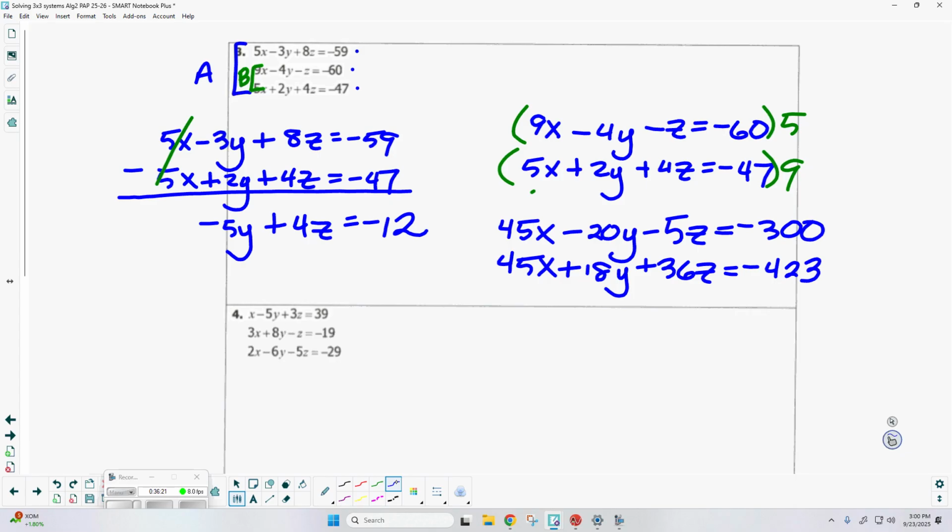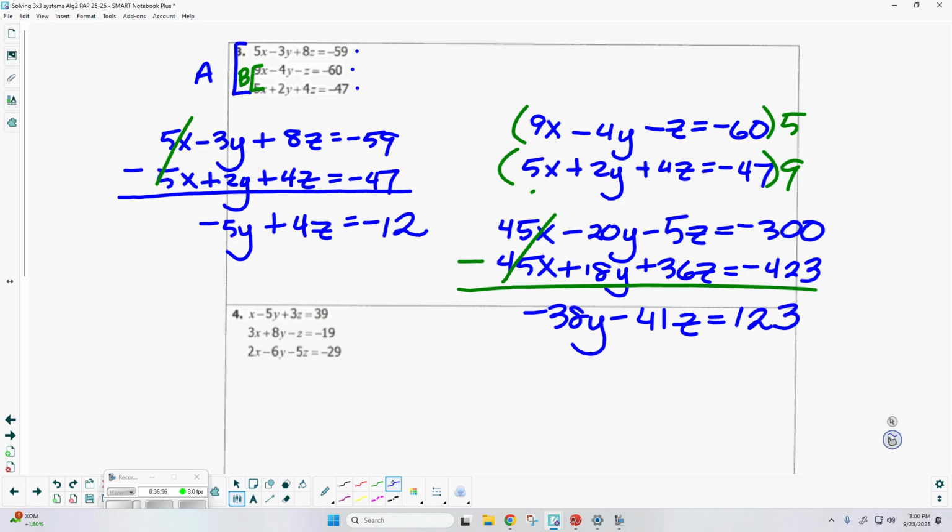These numbers looking familiar? Okay. Now, because we made the same coefficient, we're going to go ahead and subtract these. Those are going to cancel. Okay, here we go. I need a negative 20y minus 18y. Negative 38y. Okay, negative 5z minus 36z. Negative 41z. Okay. And then I got a negative 300 plus 423. 123.